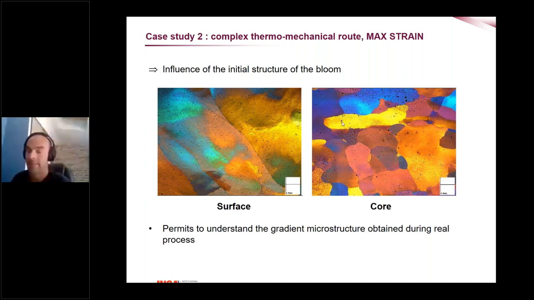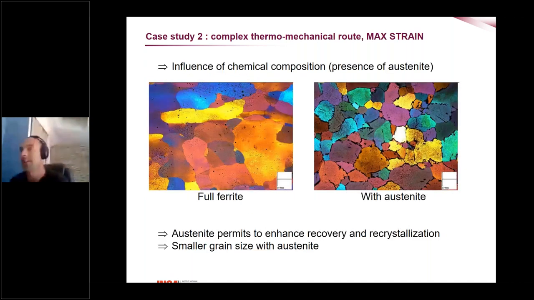So first, it explains the thing that has already been demonstrated, but here in samples which have the same microstructure everywhere. Now the idea is, can we get the same microstructure on both sides? Here we tried to change the composition of this ferritic stainless steel in order to get some austenite during the hot rolling. As you can see here, that's the classical one with only a full ferrite microstructure at the beginning. And this one, we introduce some austenite during the process.